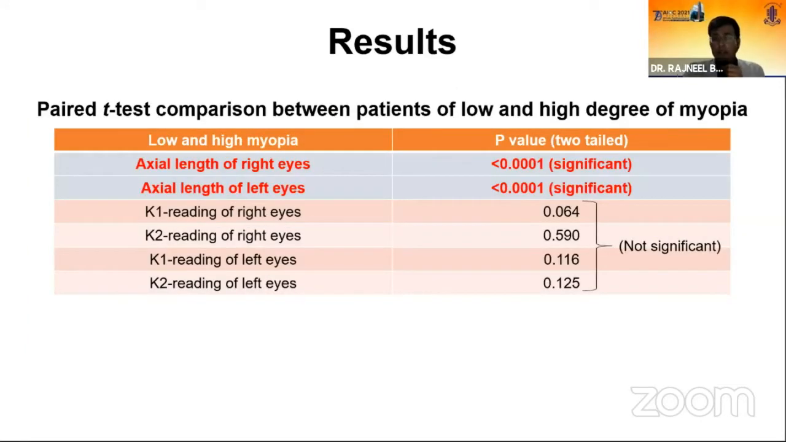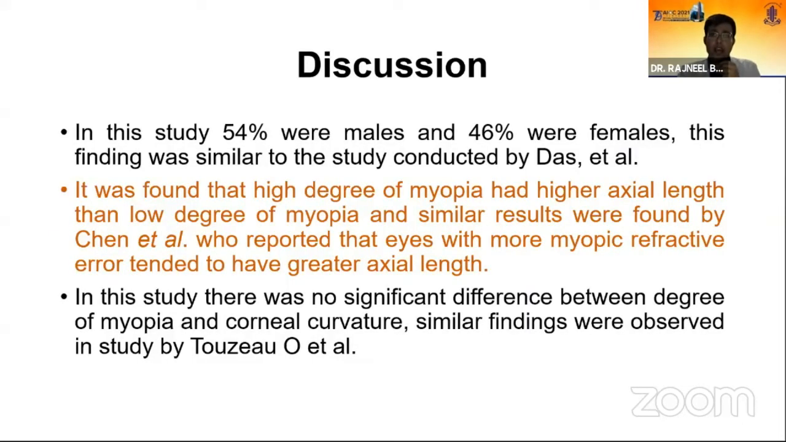Now, in the paired T-test comparison between patients of low and high degree of myopia, we found that the axial length difference between low and high degree of myopia was significant in both the eyes, but the K values of the patients were not significant. In this study, 54% were males and 46% were females, and a similar finding was in the study conducted by Das et al. It was found that high degree of myopia had higher axial length than low degree of myopia, and similar results were found in Chen et al., who reported that eyes with more myopic refractive error tended to have greater axial length. In this study, there was no significant difference between low and high degree of myopia in corneal curvature. Similar findings were observed in the study by Tauzi et al.